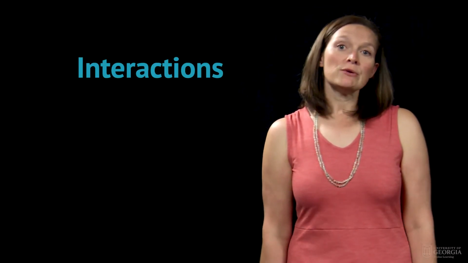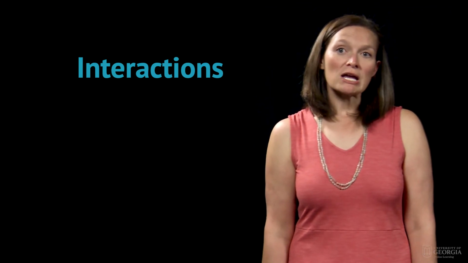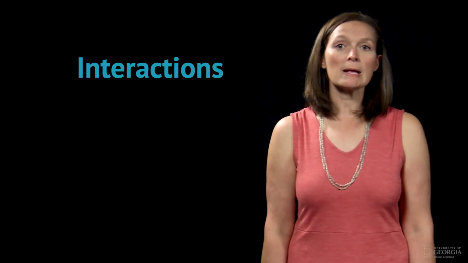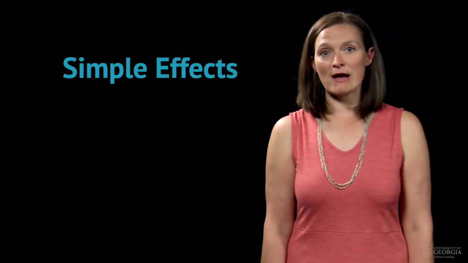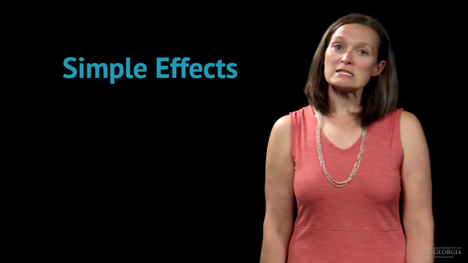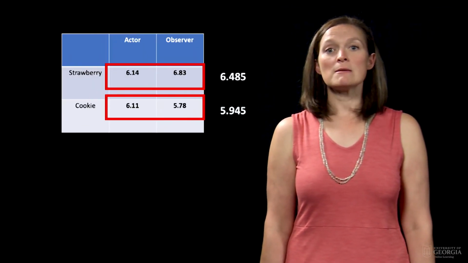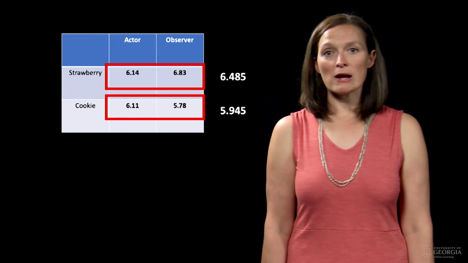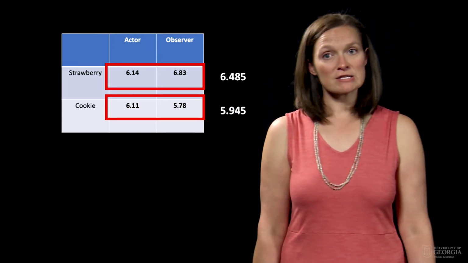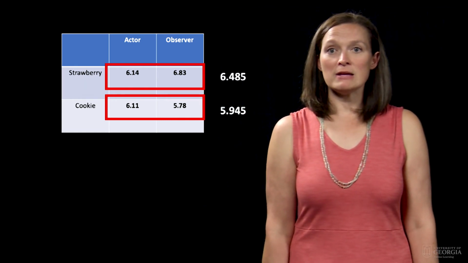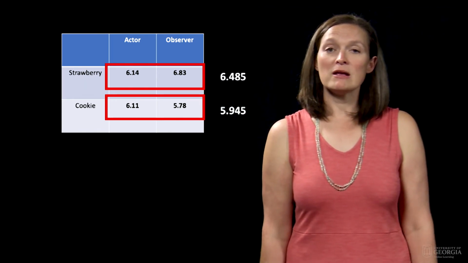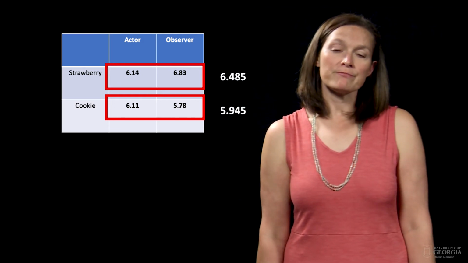Instead of comparing two averages, with an interaction, we are going to compare comparisons. Every interaction is made up of at least two simple effects. Let's contrast simple effects with main effects. When we examined the main effect of food, we compared 6.485 versus 5.945. These numbers represent the means of cells, and we compared them because they differed in level of food.